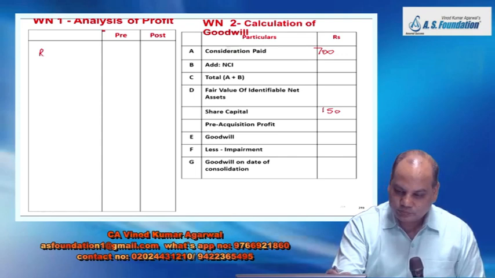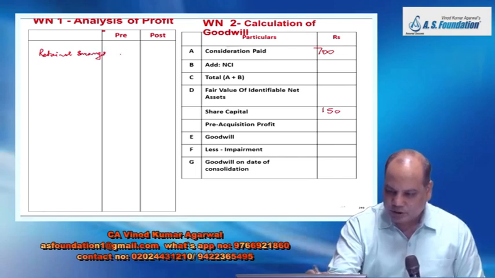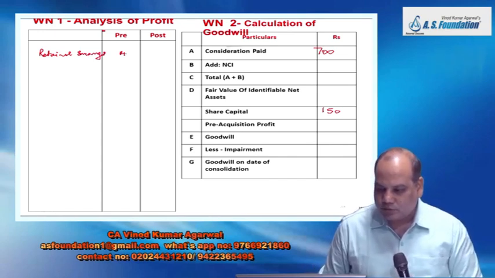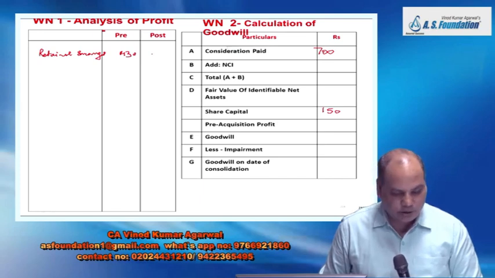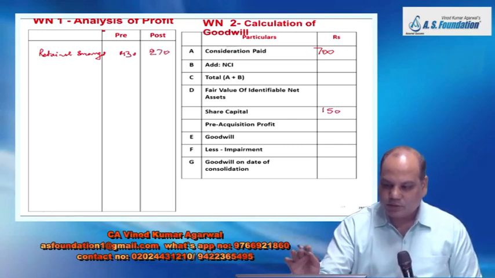So come to working note 1. In analysis of profit, write retained earning, pre-column 430, post column 700 minus 430. Is it 270? Right here, we'll come back to this.